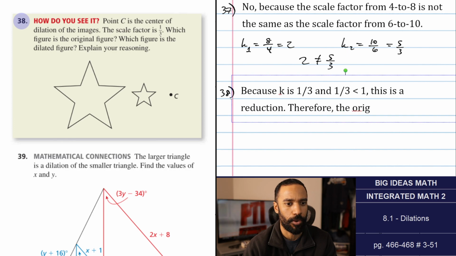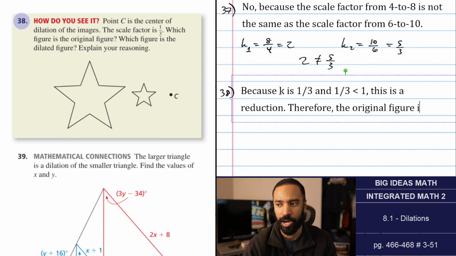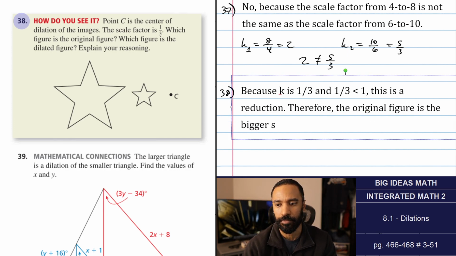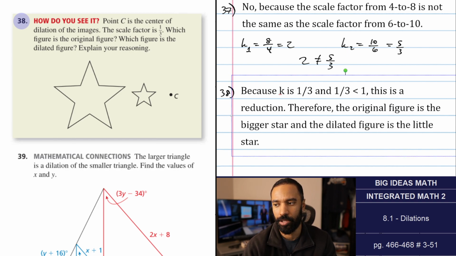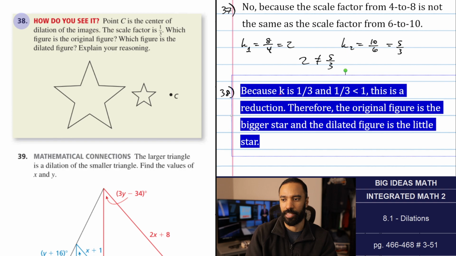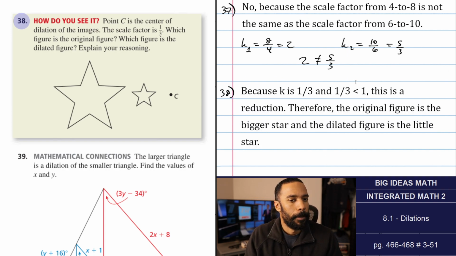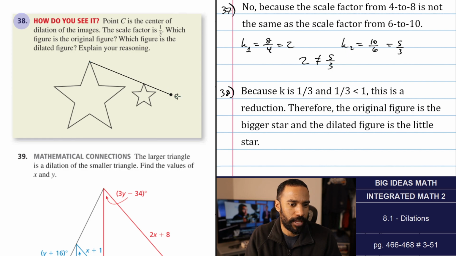Therefore, the original figure is the big star, and the dilated figure is the little star. Twinkle, twinkle. I'll just leave it like that. Yeah, that's my reasoning. Now, like I said, these points should go straight from there. We've done enough compass construction to make sense of that, but this should go straight from there to there, things like that. And 1/3 the distances, 1/3 the sizes.